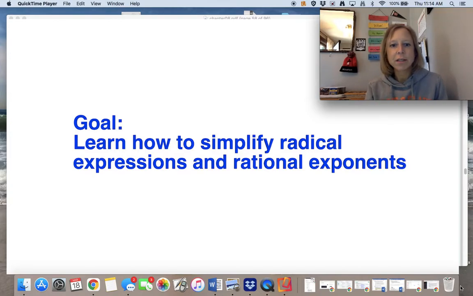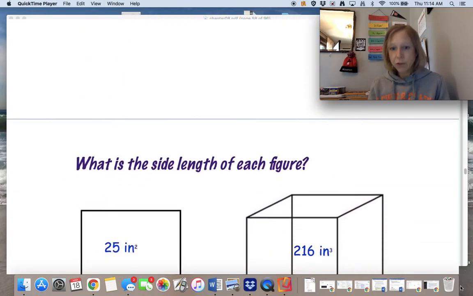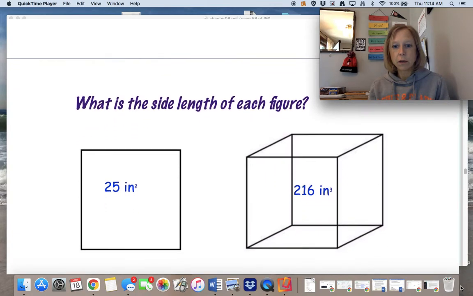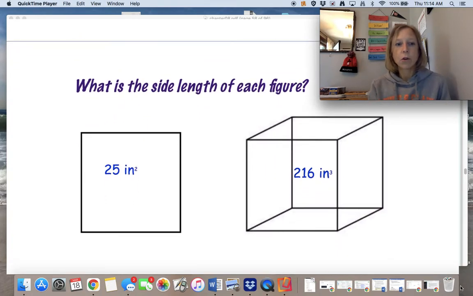Hi, Algebra 2 friends. This week we are going to learn how to simplify radical expressions and rational exponents. With the radical expressions, we will be building on things that we've been doing all year. And the rational exponents is just learning a new format for writing and evaluating our exponential functions or expressions. So let's start with just a quick little centering activity or question.